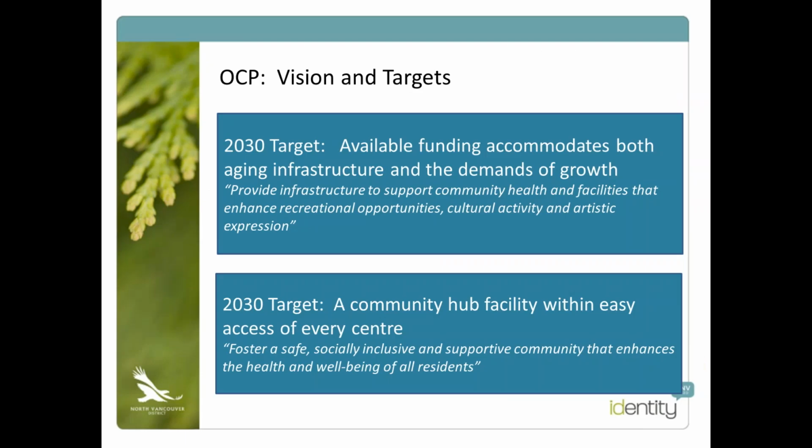So there's a variety of visions and targets in the OCP. I thought I'd illustrate these two specifically because they do speak to the work that we do in social planning, and they're really of critical importance to our staff team in implementing the vision of the OCP. So the first one is really recognizing that social services are important and need to be funded. And so having available funding that accommodates both aging infrastructure and the demands of growth. So a lot of the social, community, and recreation services are provided out of buildings. And so this target is really saying that we need to have some funding directed at making sure that those social infrastructure spaces actually exist.